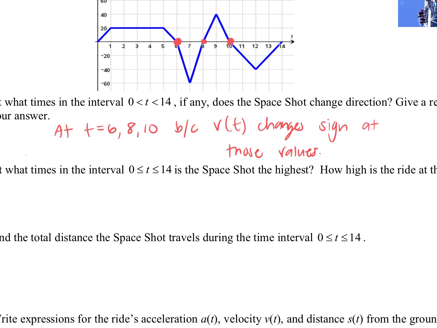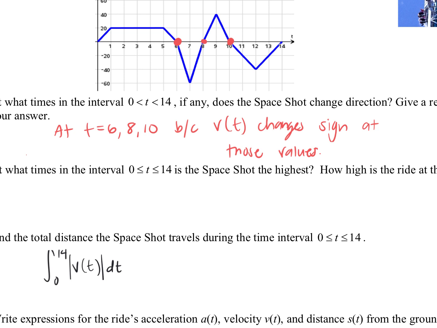Okay, we're going to talk about B here in a second, but I'm going to skip that and talk about letter C. Letter C says to find the total distance the space shot has traveled during the time interval from 0 to 14. So we're given the velocity function. How am I going to find the total distance? Total area underneath the curve, right? So what we're actually finding here is the integral from 0 to 14 of the absolute value of my velocity function, because I don't care where I started, where I ended, right? What I care about is how far up, how far down, add all of those values together.